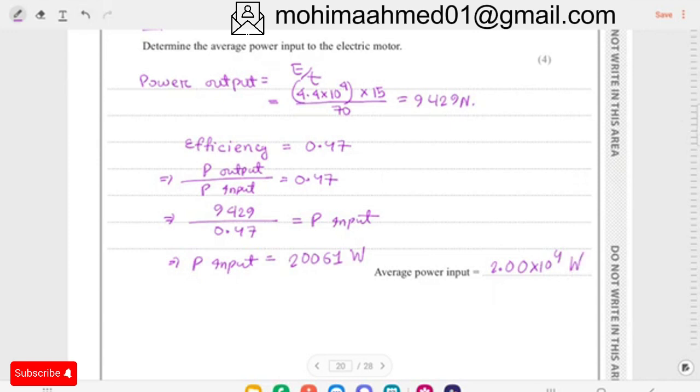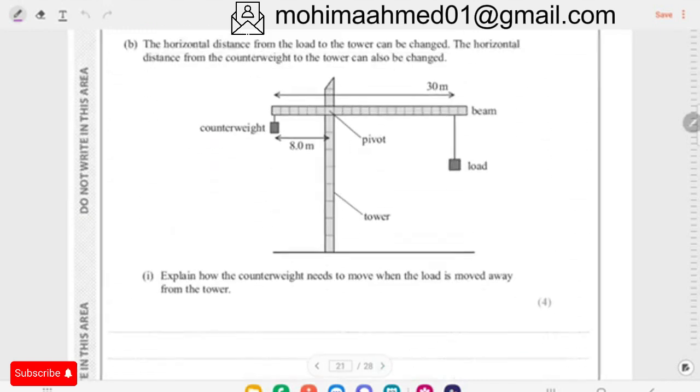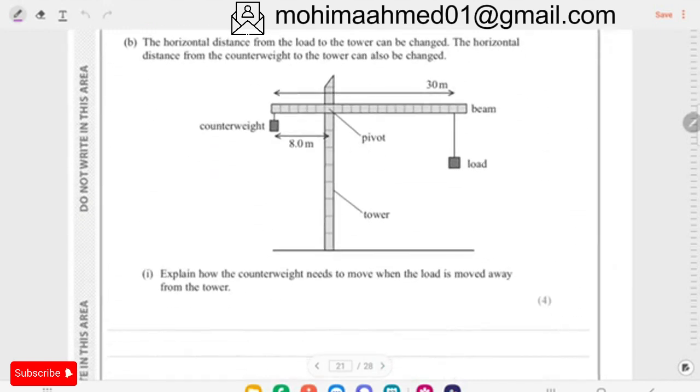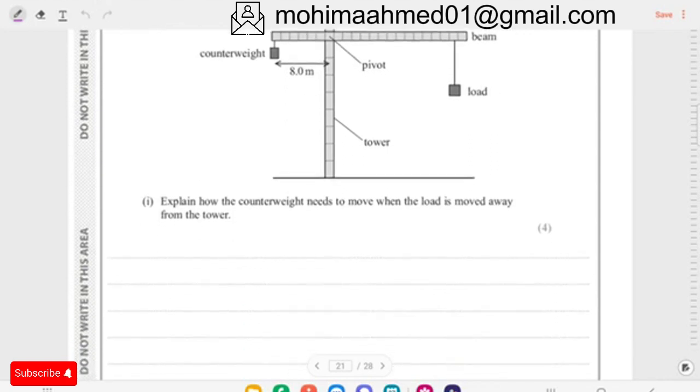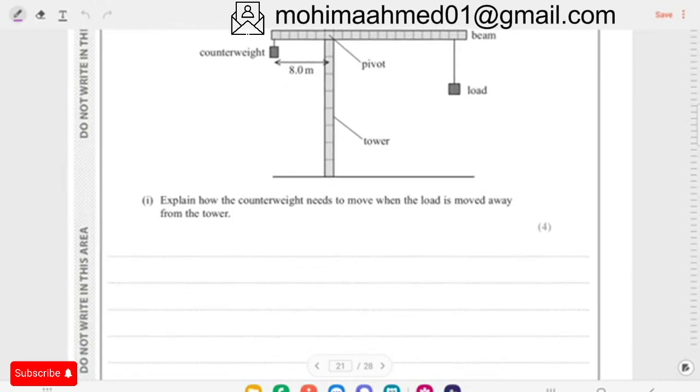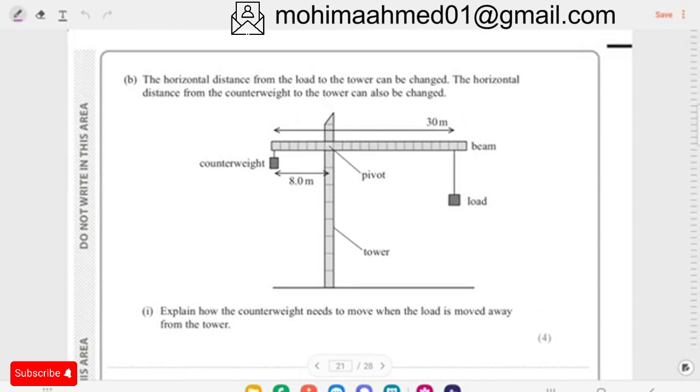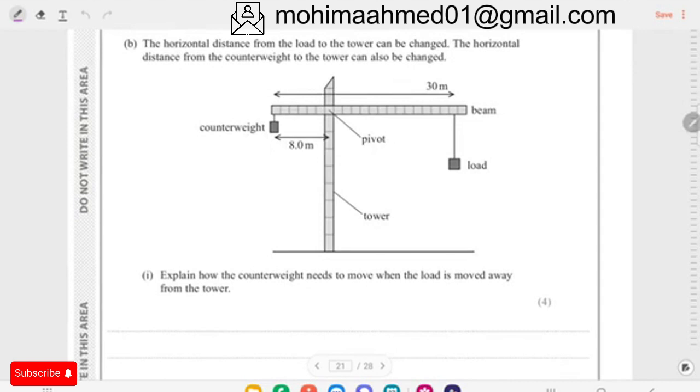So we'll move on to the next part. I think it was 19b2. The horizontal distances from the load to the tower can be changed. The horizontal distance from the counterweight to the tower can also be changed. Explain how the counterweight needs to move when the load is moved away from the tower. Okay, so over here they were saying that if we were moving the load away from the beam, then how should the counterweight be moved in order for this to be in equilibrium?